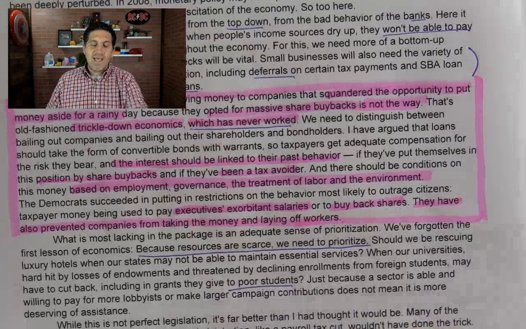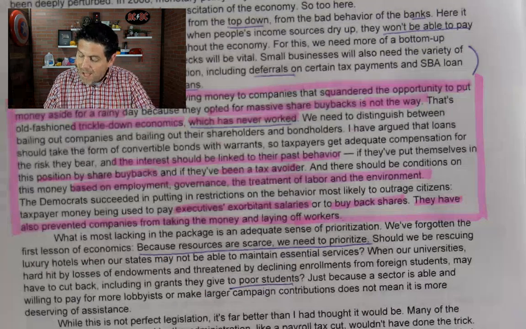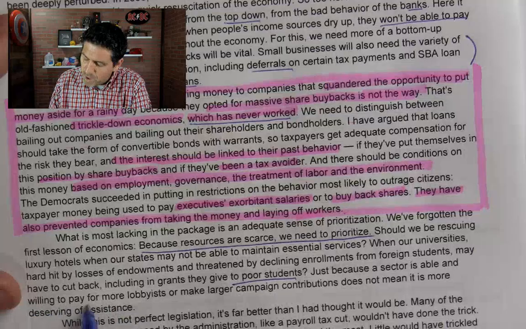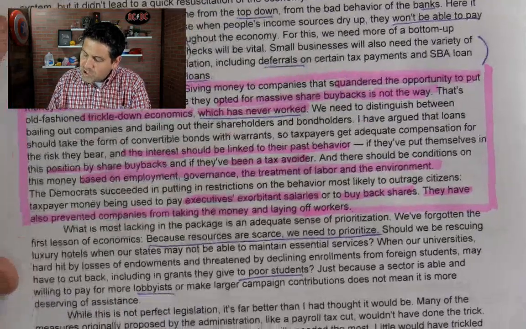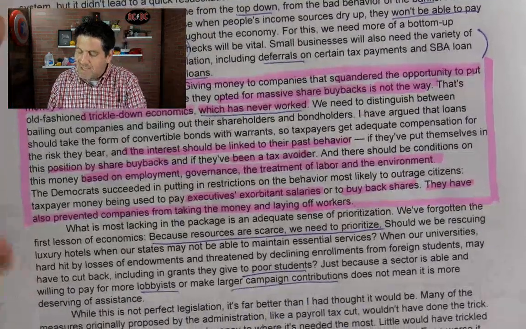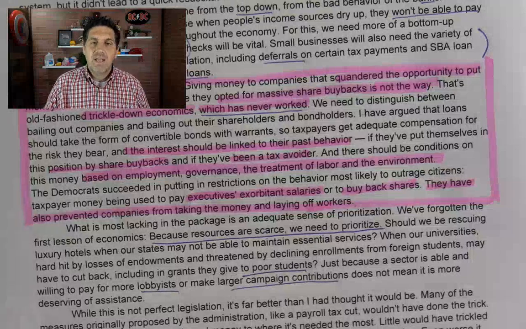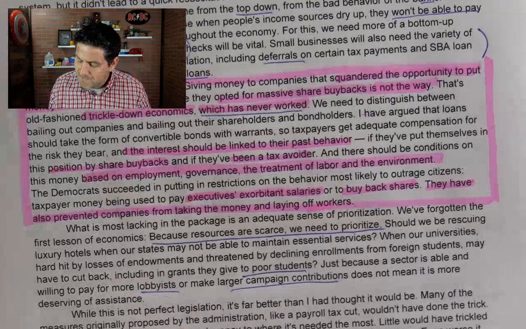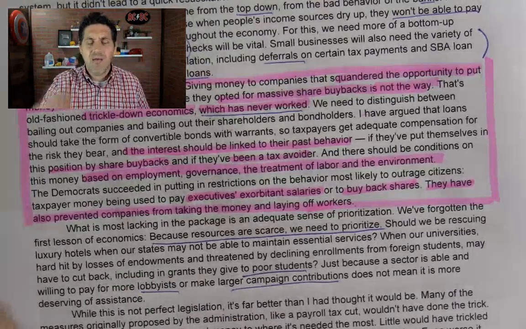So he's basically saying, like, okay, when we give out bailouts and when we help out institutions, let's make sure we're helping out the right institutions. And why he gets political and says, just because a sector is able to be and willing for more lobbyists or make large campaign contributions does not mean it's deserving assistance. And so basically he's saying, okay, maybe this is not the best way to help the economy.